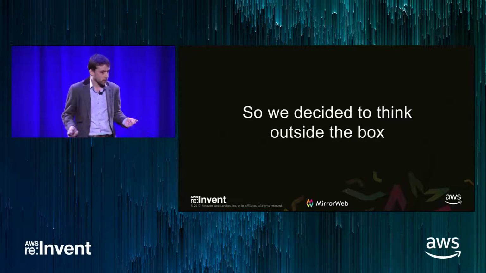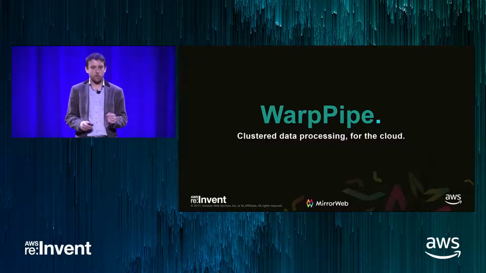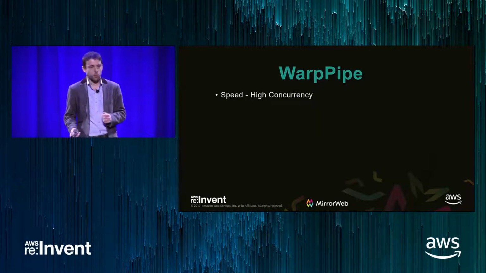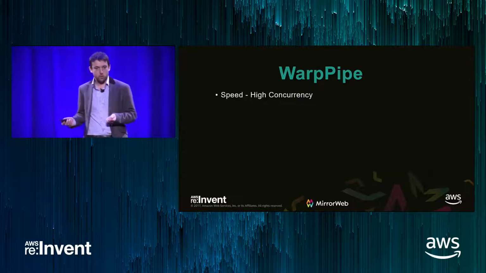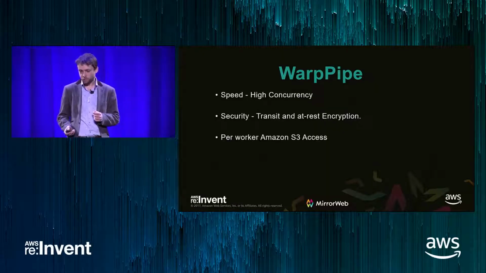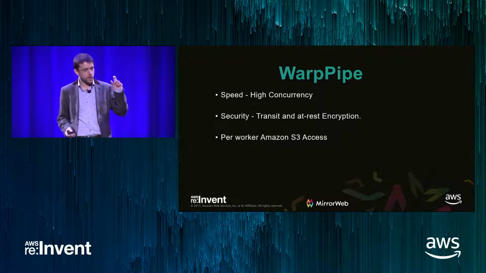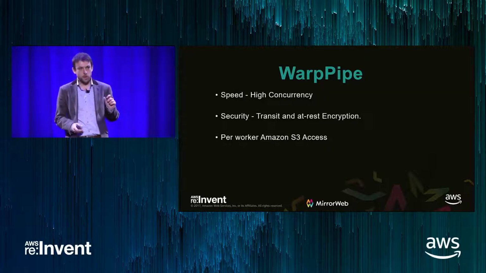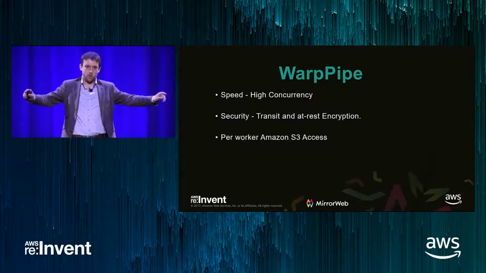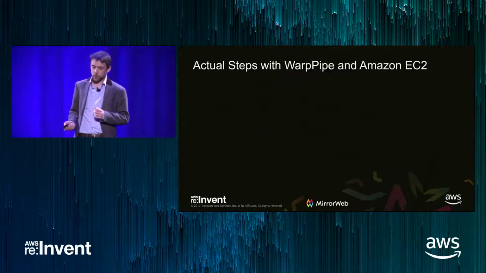So we decided to think outside the box, and some smart members of our dev team came up with what we call WarpPipe, which was, in a way, a rewrite of Hadoop for the cloud. So what is WarpPipe? What did it allow us to do? It allowed us to run incredibly quickly and do the ingest at speeds that are unheard of. Each worker in WarpPipe was able to access the data directly from S3 for the filter stage, so we didn't have to move the data, and we were able to scale the cluster on the fly as well.